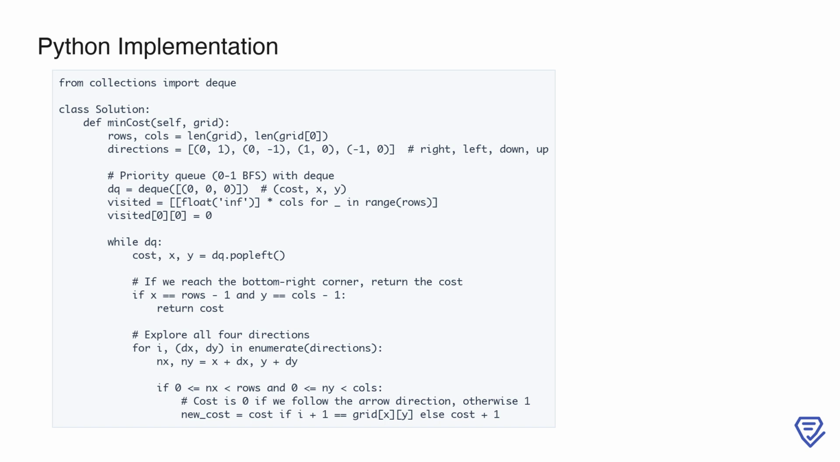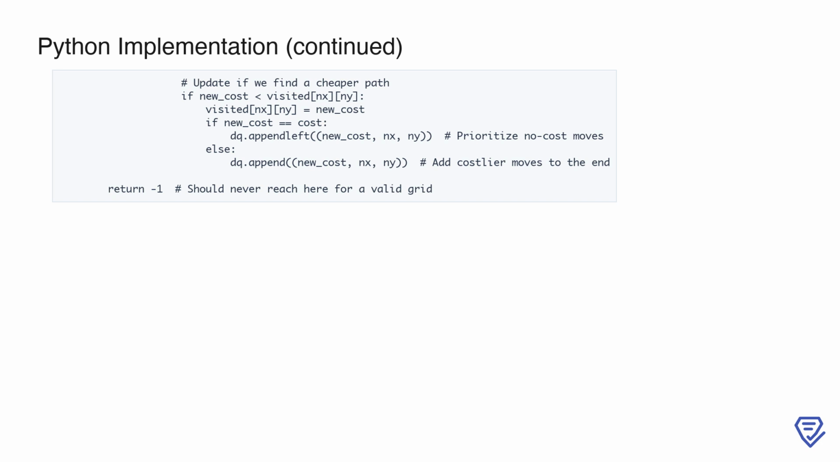Now, we enter a while loop that continues processing as long as there are elements in the deque. At each step, we pop the leftmost element, representing the current cell and its associated cost. If this cell is the bottom right corner of the grid, we return the current cost, as we've successfully found the minimum cost to reach the destination. Otherwise, we iterate through all 4 possible movement directions. For each direction, we calculate the new potential position by adding the direction offsets to the current cell's coordinates. We check if the new position is within the grid boundaries to avoid invalid moves.